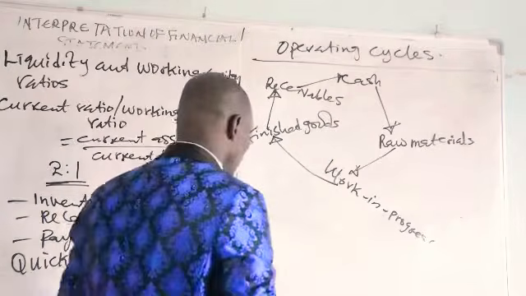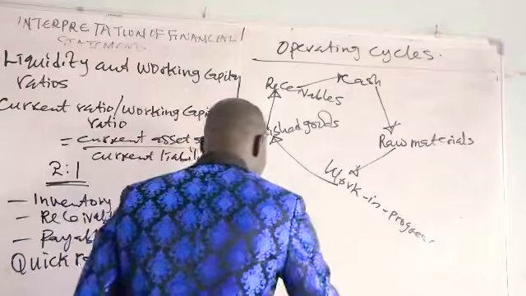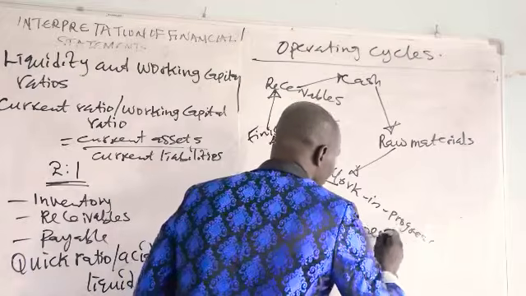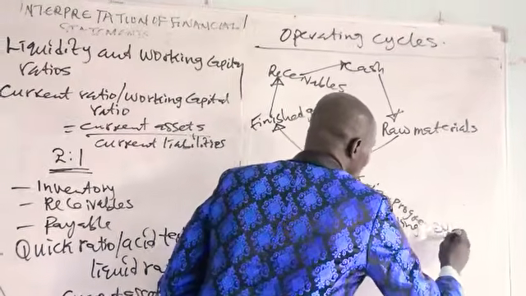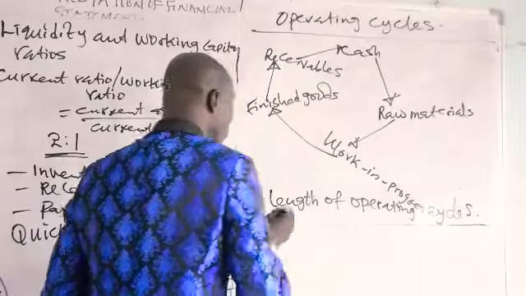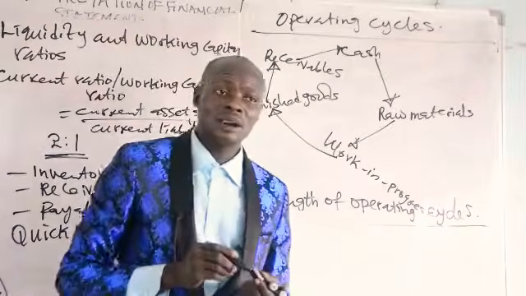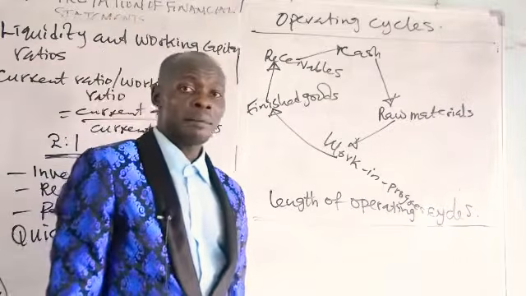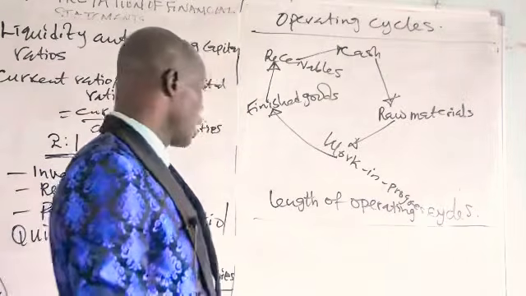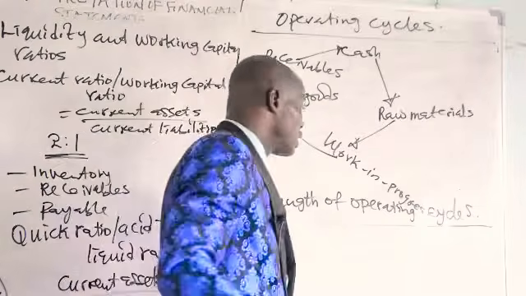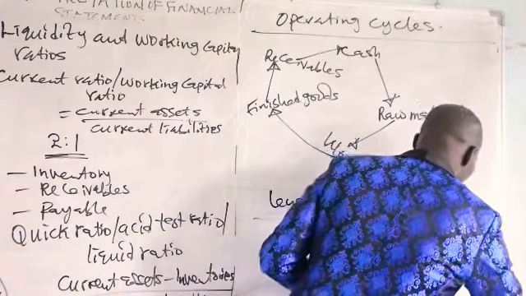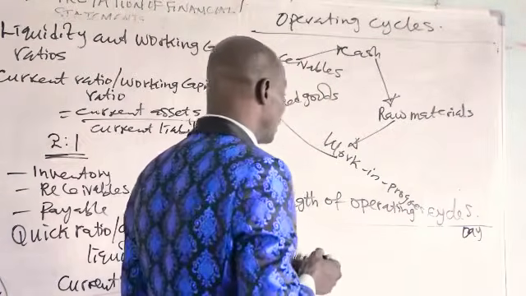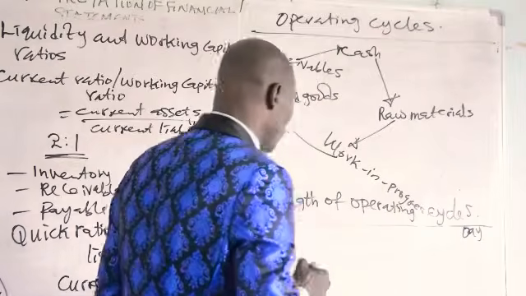That is the operating cycle. Then you can compute the length of the operating cycle as well. If the length of your operating cycle is too high, that is an indication of overcapitalization or undertrading. And if it is too low, that is an indication of undercapitalization or overtrading.